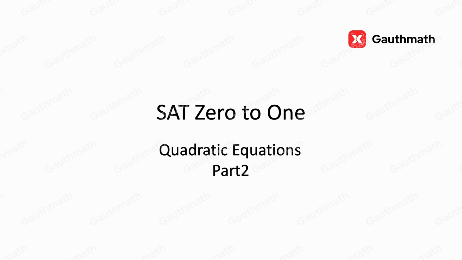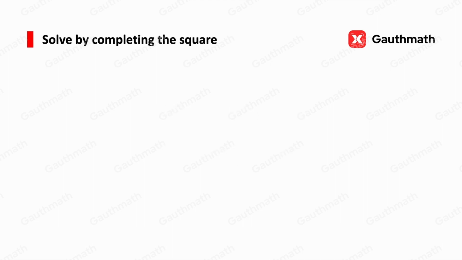In this lesson, we will continue to talk about quadratic equations. So in part 1, we've learned how to solve a quadratic equation by factoring. And in this lesson, we are going to talk about how to solve a quadratic equation by completing the square. Usually, when the quadratic coefficient is 1, we apply the method of completing the square because it will be more efficient for us to solve the question.